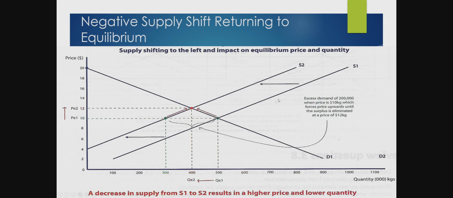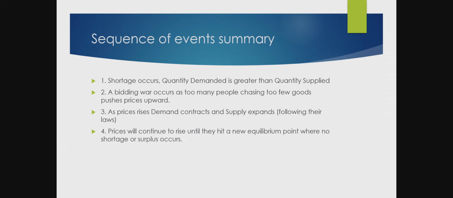In this case, when supply shifts to the left, we're going to realize that demand is still at 500 at the original price, while quantity supplied is at 300. So we have a shortage of about 200 units. What happens when we have a shortage? Well, a bidding war occurs, supply will expand while demand will contract until they hit the new equilibrium point of 400 units at $12. Again, you can look at the summary sequence of events.